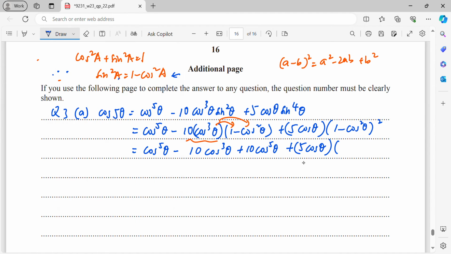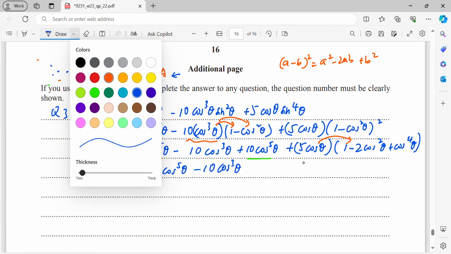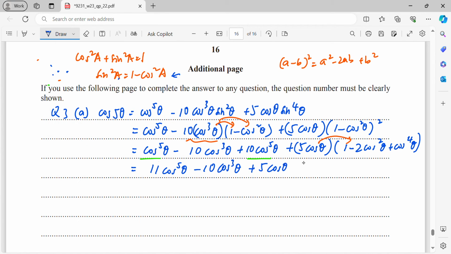Then you will be getting 1 minus 2 cos squared theta plus cos degree 4 theta. Okay, now here I will just rewrite. Look at here, the first and third terms can be added. Therefore, I will get 11 cos degree 5 theta, minus 10 cos cube theta, followed by this 5 cos theta times the bracket. So you will be getting plus 5 cos theta minus 10 cos cube theta plus 5 cos degree 5 theta.